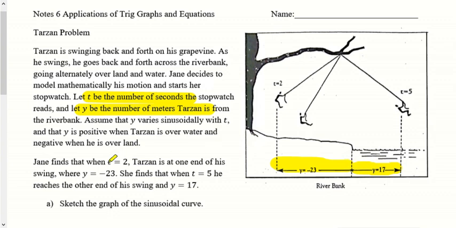It says Jane finds that when t equals 2, Tarzan is at one end of his swing where y is negative 23. And that's right here when t equals 2. He's all the way over the land, which is at negative 23, or 23 meters from the riverbank. She finds that when t equals 5, he is at the other end of his swing, and y is 17. So at t equals 5, he's at his furthest distance out here over the water, which is y equals 17 meters, or 17 meters over the water from the riverbank. We're supposed to sketch the graph of the sinusoidal curve.